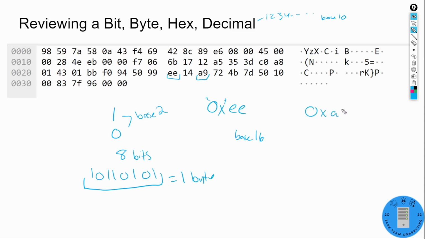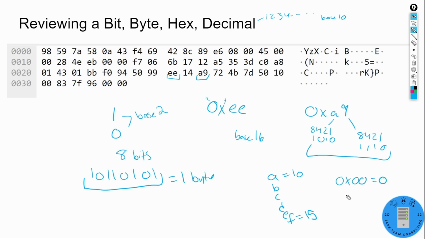If we take a look at converting A9, remember we broke these out into 8, 4, 2, and 1, and we broke 9 out to 8, 4, 2, and 1, and we were able to convert the binary backwards to give us this string of 8 bits. Again, a quick review, we went from A, B, C, D, E, and F, with A being the value of 10 and F being the value of 15, and that is the max value you can have from a range of 0x00 giving you 0, or 0xFF at the max giving you the max value of 255.